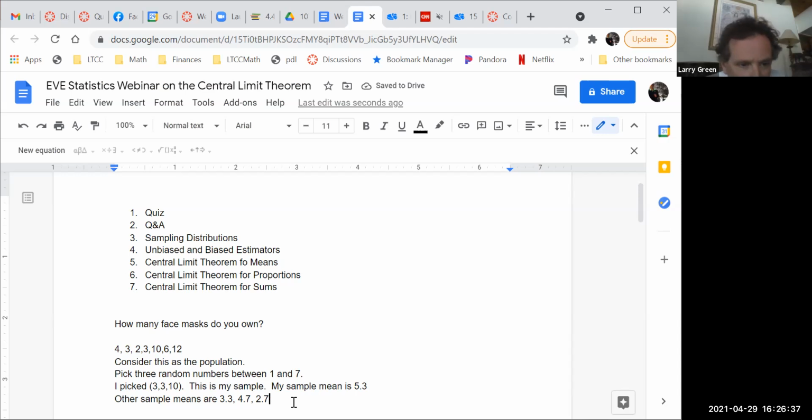And 13 is not possible. You can't have an average of 3 of these numbers that's bigger than 12. Right? If you pick numbers 4, 3, 2, 3, 10, 6, and 12, you pick 3 of those and took an average, you can't get 13. So another 3.7. Does that make sense that you can't get 13?